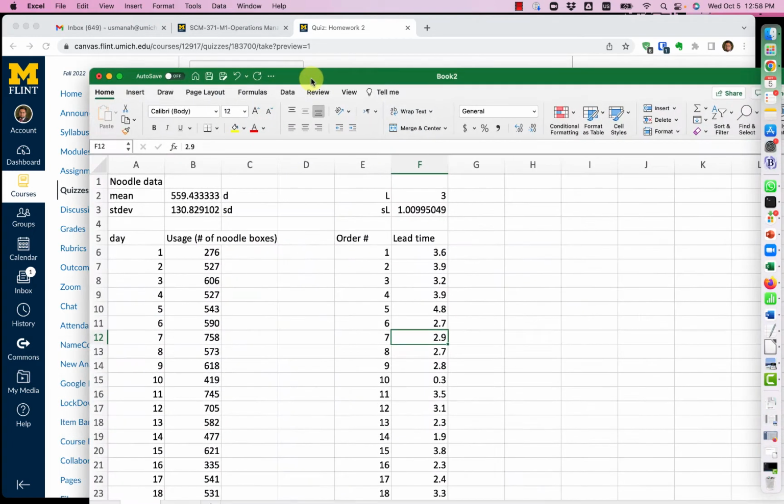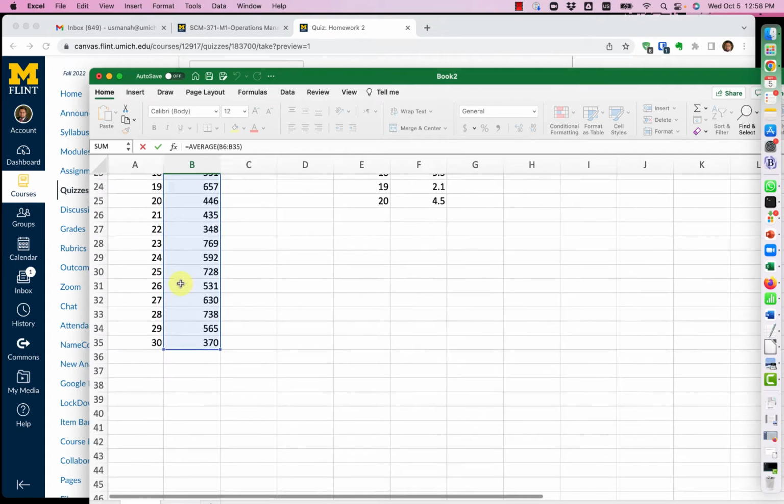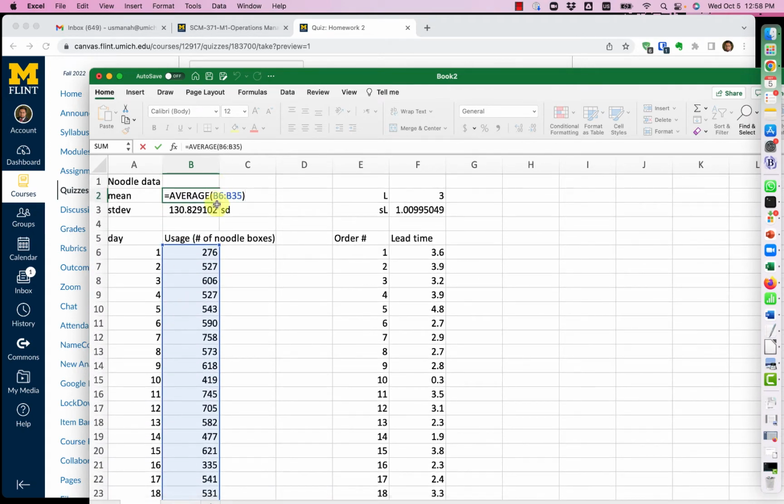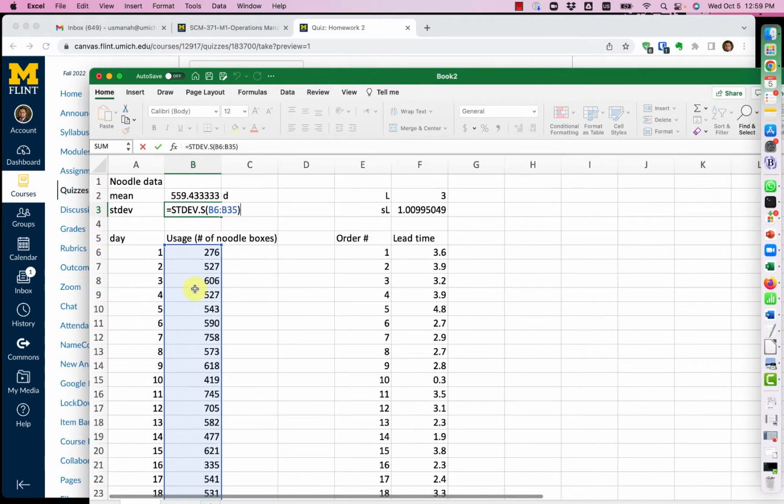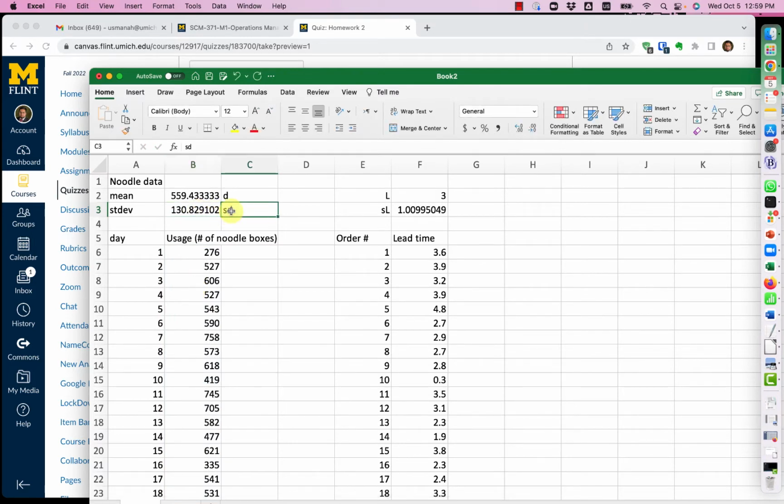First thing we have to find statistics on demand and lead time. So we can use the average function of all of the data points to find the average demand. Then we can use the standard deviation, STDEV.S, which is for a sample of data, on the same values, and we get the standard deviation of demand. This is called SD or sigma D in the formulas, and this is called small d, it's demand per day. It's not annual demand. Big D is annual demand in formulas.